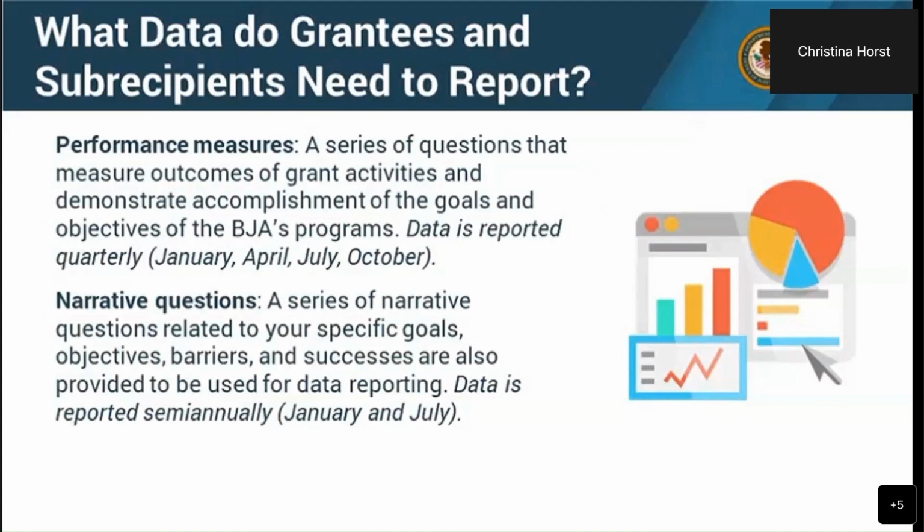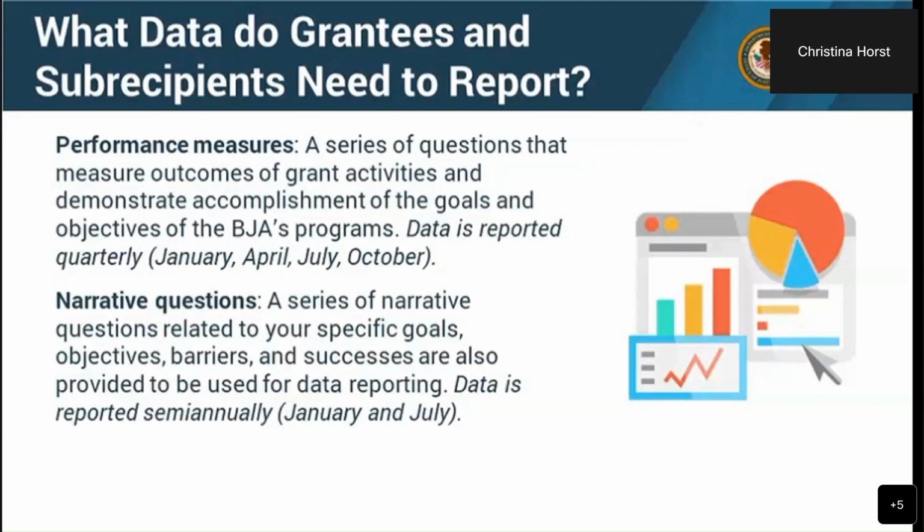There are 2 types of questions you will need to respond to: performance and narrative questions. The performance questions are a series of questions that measure outcomes of grant activities and demonstrate the accomplishment of goals and objectives of BJA programs. Grantees report on performance measures in each quarterly reporting period.